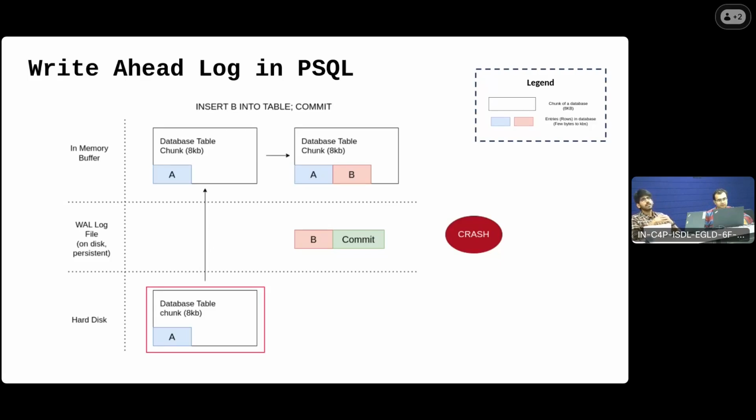So imagine a very simple SQL query: insert B into table, and then you commit. Basically we are just adding some data into the table. That's all we are doing. Let's go through the flow of how that happens.